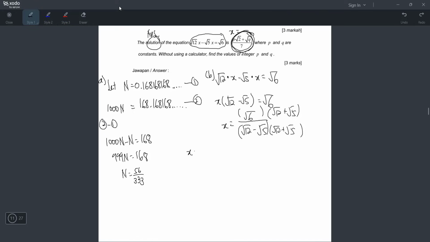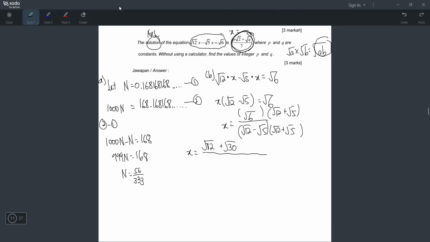Okay, now I can find my x, and how? I multiply top by top, bottom by bottom. So square root 6 times square root 12, square root 72. And then square root 6 times square root 5, square root 30, right? Remember the law of surds. If you have square root a times square root b, if they both have square root, they can join to become one square root, but only if it's times or divide, then only they can go in, right? So this one is times, that's why it can join to become one square root. And then 6 times 12, 72. And then 6 times 5, 30.